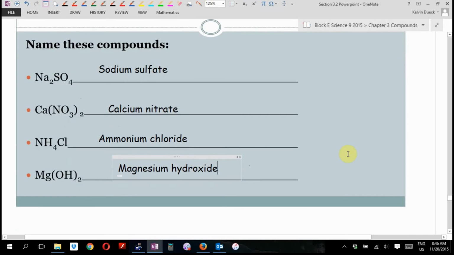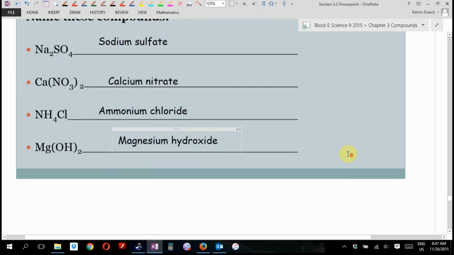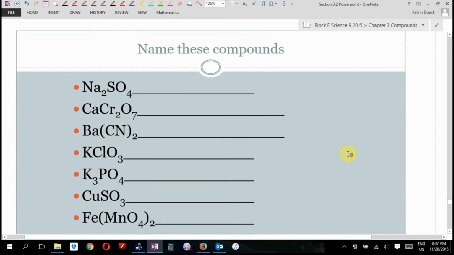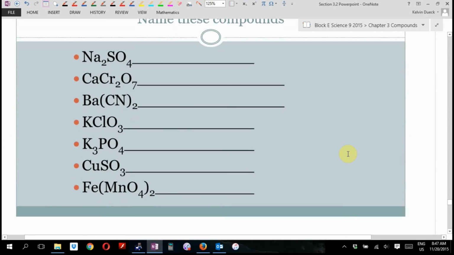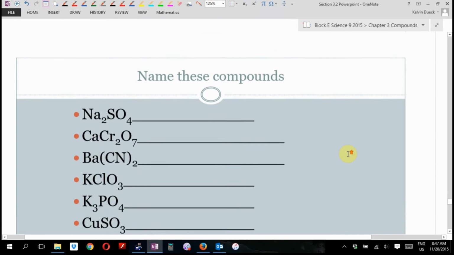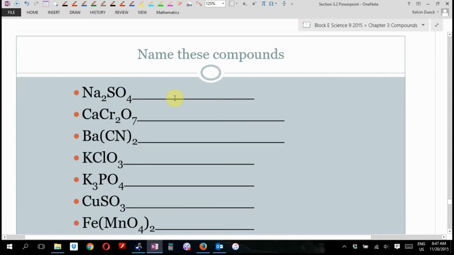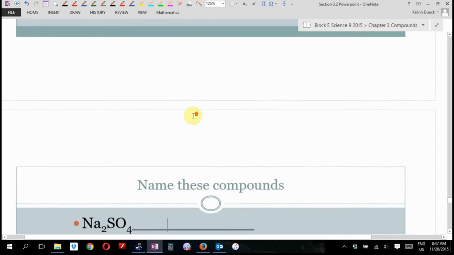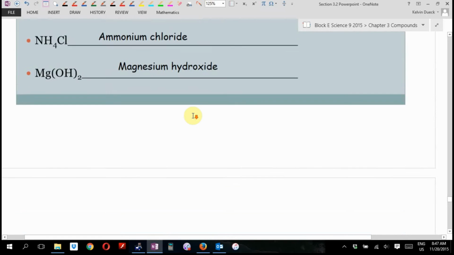Is that okay so far? The naming isn't too bad. The writing the formula, well, this gets a little yuckier. So let's write some formulas. Did I give you those ones as well in your notes? No? Let's do these really quickly together. Na2SO4. Did I do that one already? I did.